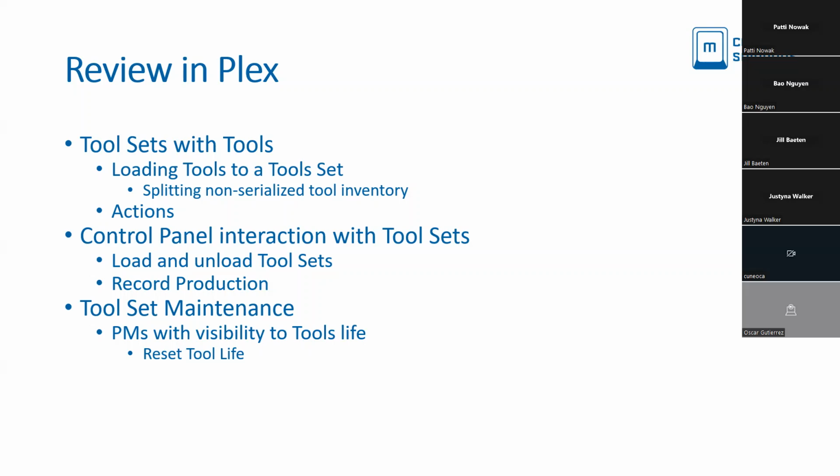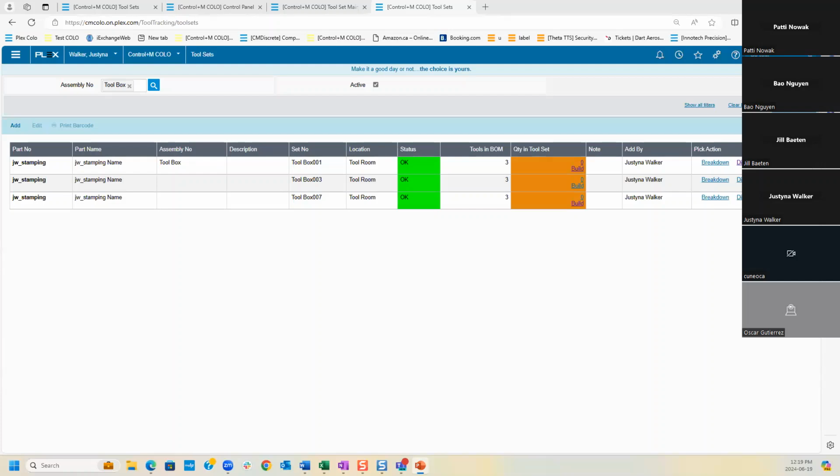Okay, sorry. So back to the session. Now that we've kind of reviewed the setup, I'll jump into Plex to review how this all comes together. So we'll load the tools into a tool set in preparation for production. We'll then jump over to the control panel and record some production. We'll review the PM on this tool set with the tools now in it. And lastly, we'll review how to unload these tools from a tool set and potentially disposition if needed. So I'll just go ahead and jump into Plex now.